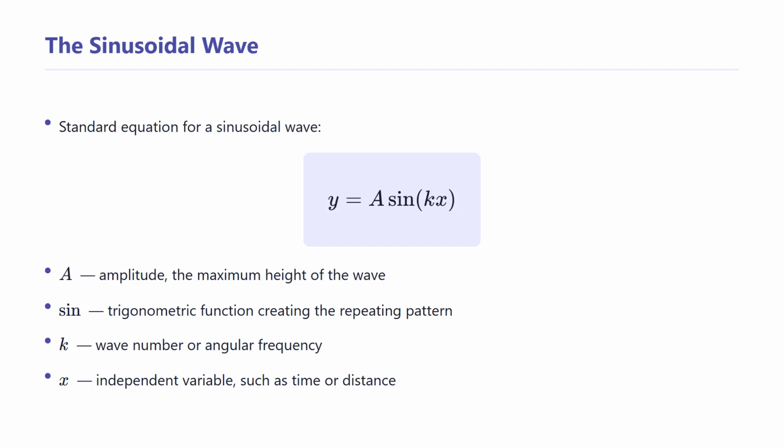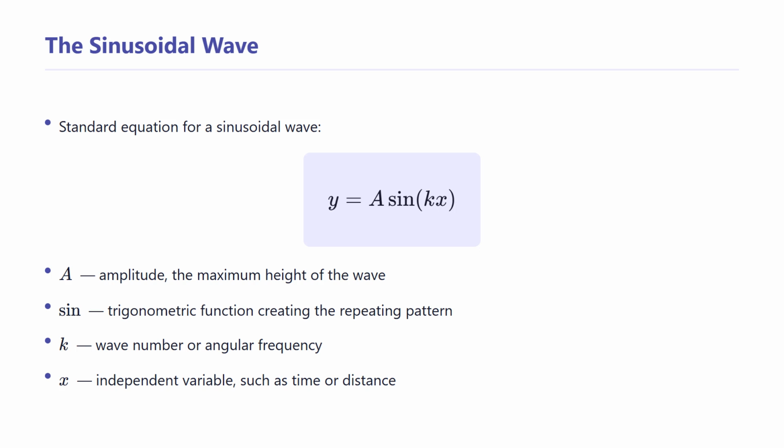Now that we have modeled decay, let us look at things that oscillate. This is the standard equation for a sinusoidal wave. Y equals a times sine of k times x. The symbol a is the amplitude. It tells us the maximum height the wave reaches above the center line. The sine function itself creates the repeating up and down pattern. The symbol k is the angular frequency, which determines how tightly packed the waves are horizontally.